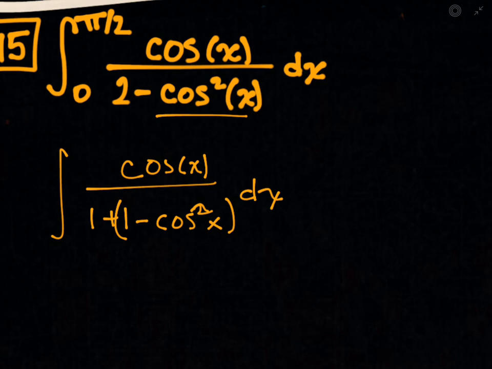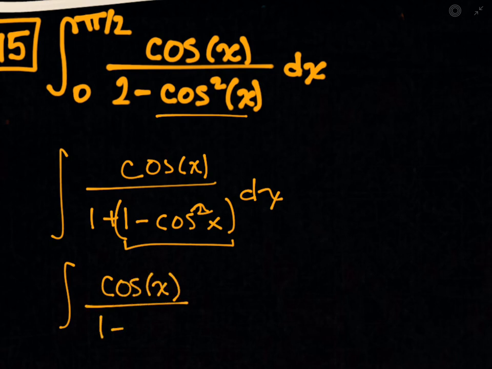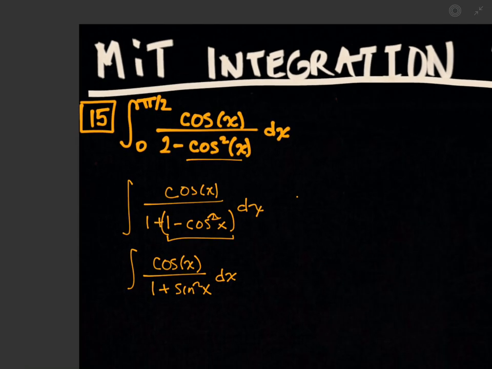And then this whole term, the 1 minus cosine squared, that is actually just sine squared. So we can just say this is cosine of x over 1 plus sine squared. Right? Because sine squared plus cosine squared is 1. So 1 minus cosine squared is sine squared of x. That is absolutely awesome. And we're going to go ahead and do a quick little u substitution here.